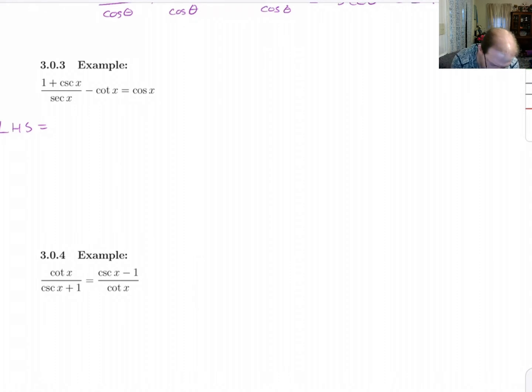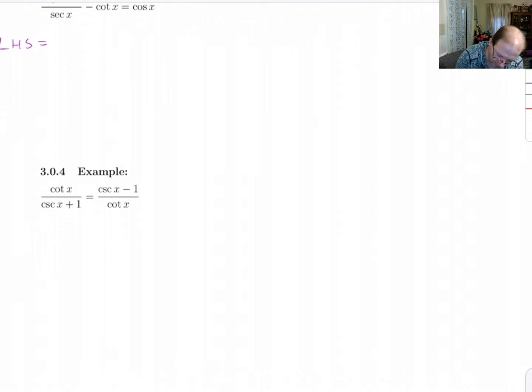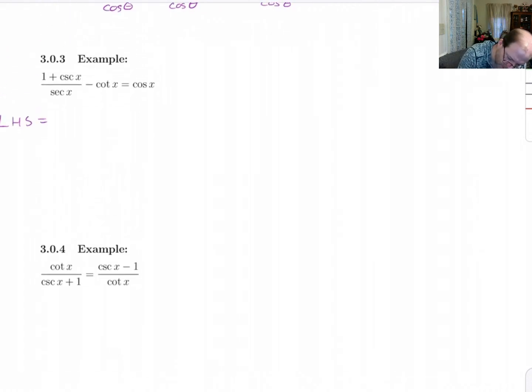And what I want to do to this is, let's see, we're trying to get this to just be cosine. So I think probably what I want to do is rewrite this in terms of sines and cosines. So let's see. This would be 1 plus cosecant, which is 1 over sine. Secant is 1 over cosine. Then minus cotan. Cotan is cosine over sine.